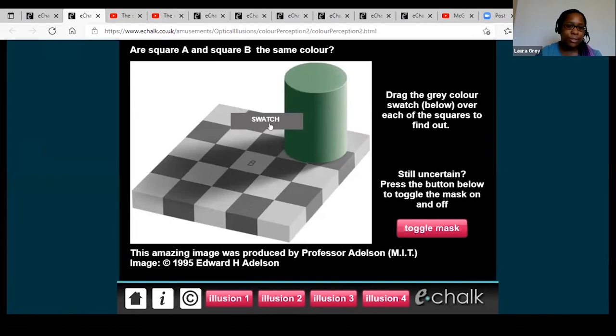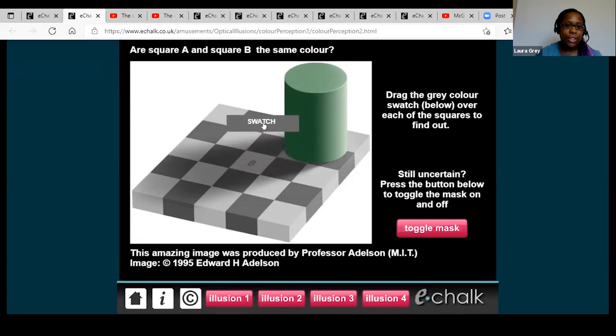So I've got the same colour. I'm going to bring it down into the shaded area over to B, and you'll notice it's the same colour. Okay, it blends in as I move it around on there. And I think that's kind of crazy. But that's the effect of shadowing. That's what it can do to our vision. It can make things appear a different colour when it's actually the same.